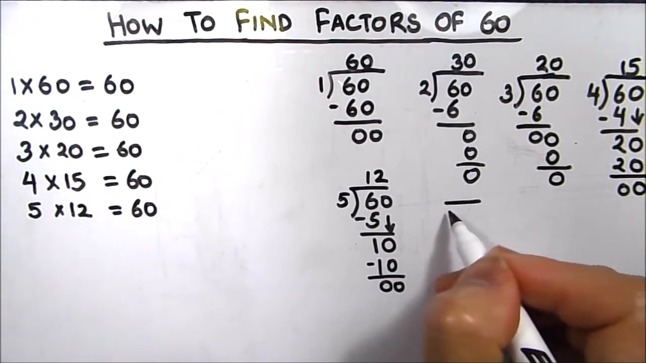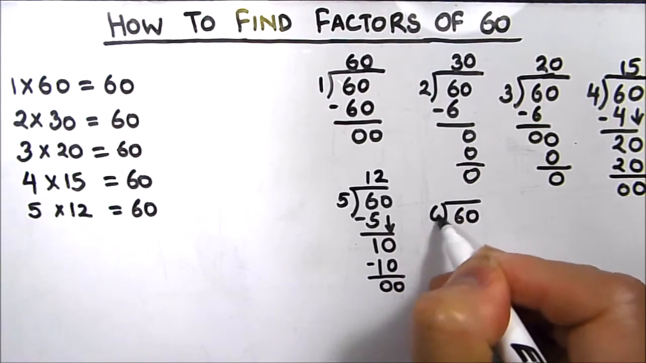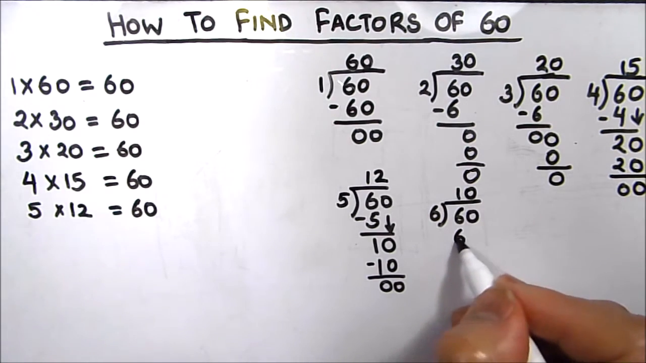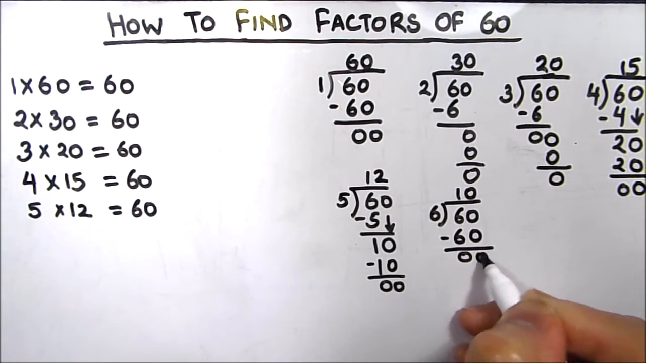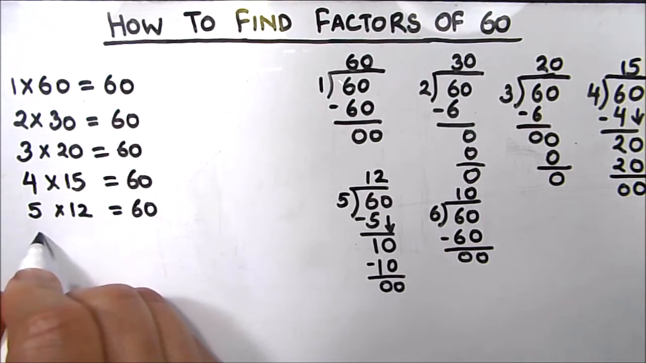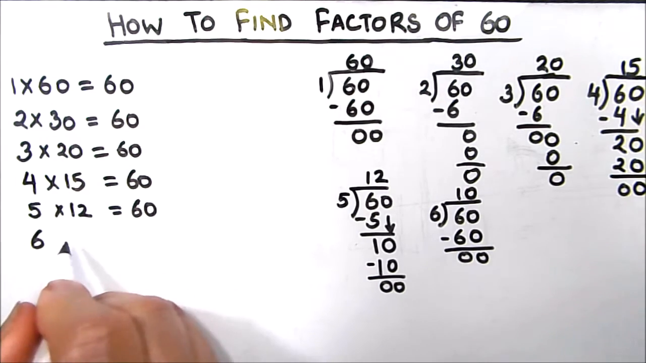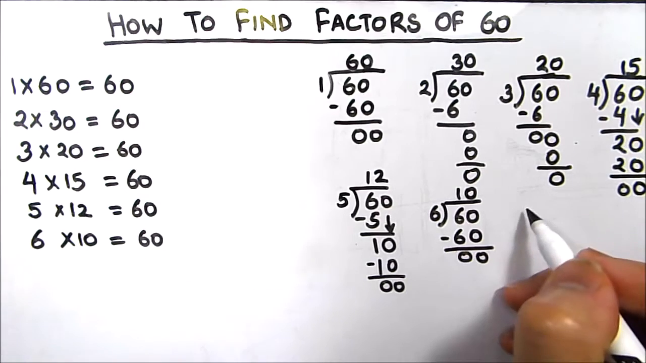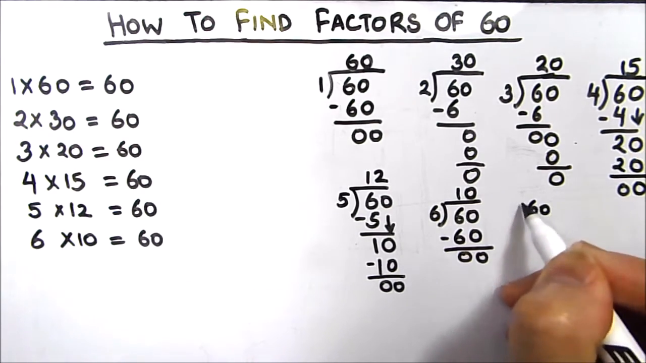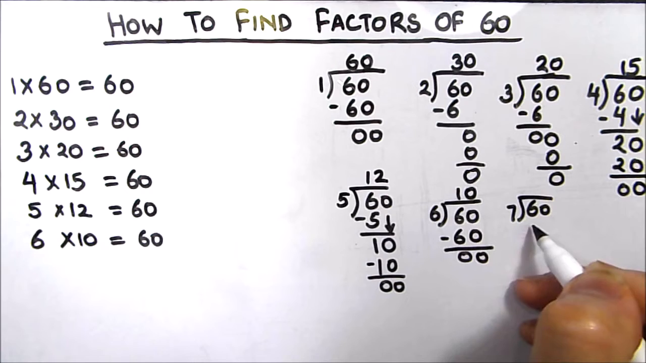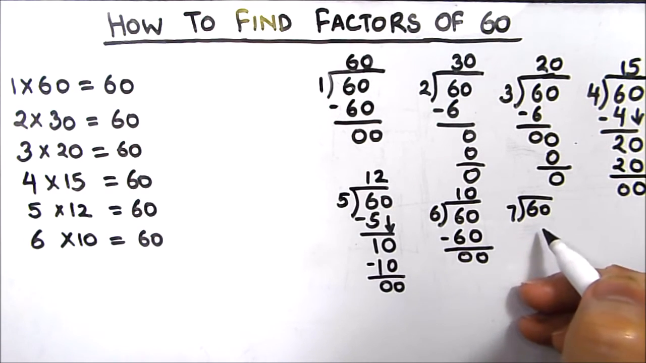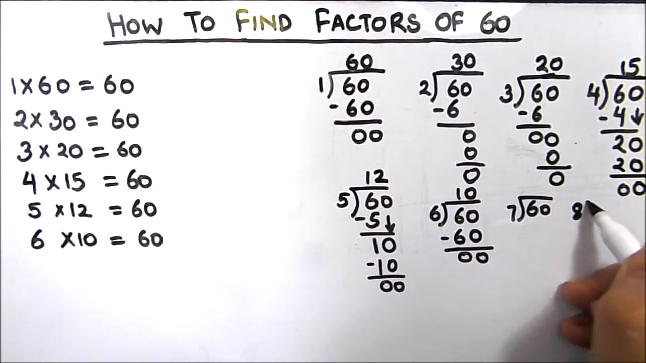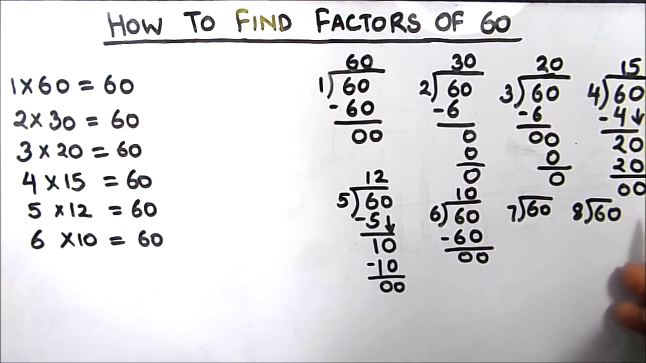Now we will divide 60 by 6. 6 times 10 is 60. So 6 is also a factor of 60 and we got two factors as 6 times 10 is equal to 60. We will divide 60 by 7. 7 is not a factor of 60 as we are getting remainder. 8 is also not a factor of 60 and 9 is also not a factor of 60.